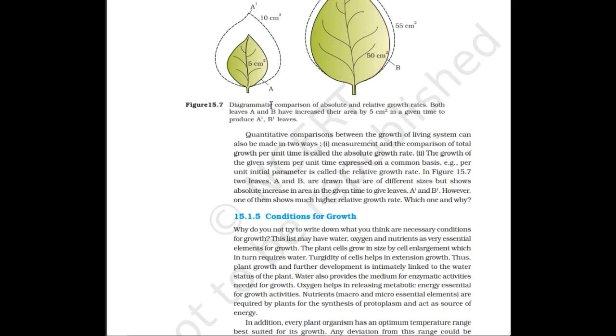In figure 15.7, two leaves A and B are drawn that are of different sizes but show the same absolute increase in area in a given time, to give leaves A' and B'. However, one of them shows a much higher relative growth rate. Which one and why?